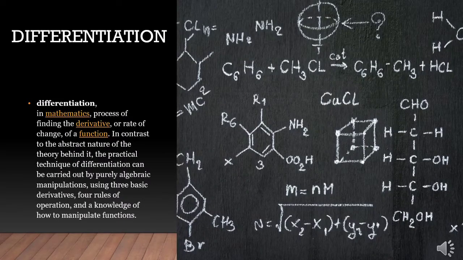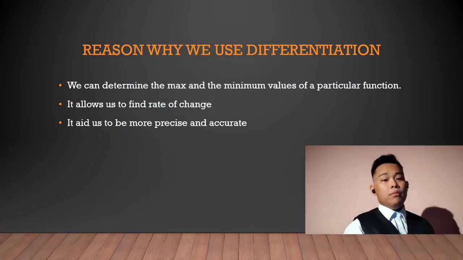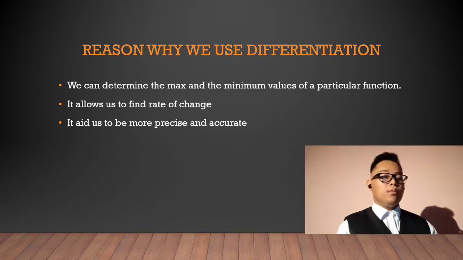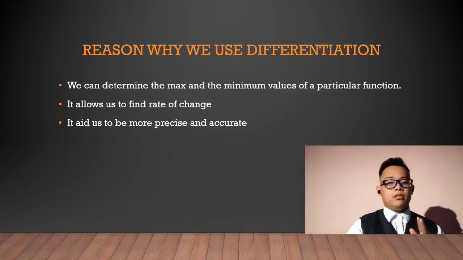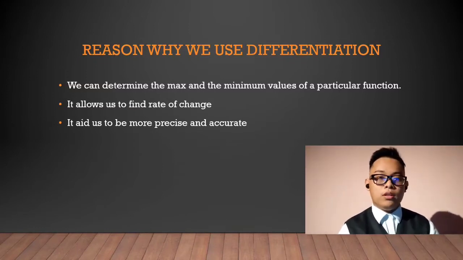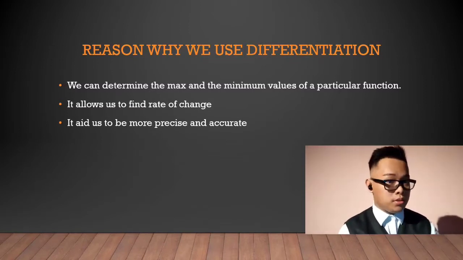Differentiation in mathematics is a process of finding the derivative or rate of change of functions. In contrast to the abstract nature of the theory behind it, the practical technique of differentiation can be carried out by purely algebraic manipulations using three basic rules of operation and the knowledge of how to manipulate functions. There could be millions of reasons why we use differentiation, but commonly we can determine the maximum and minimum values of a particular function, and it also allows us to find rate of change, and it aids us to be more accurate and precise.